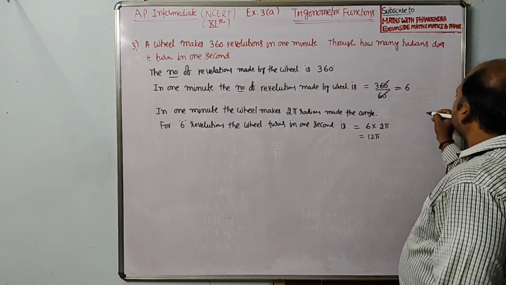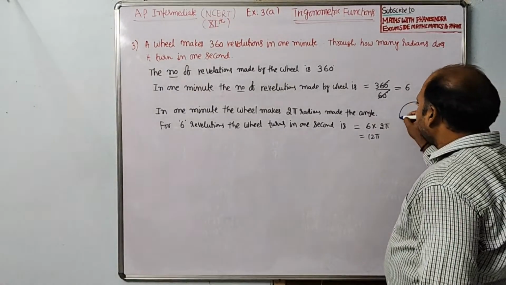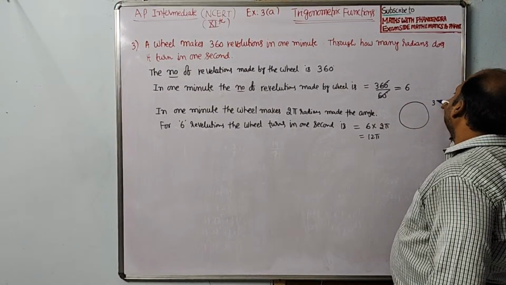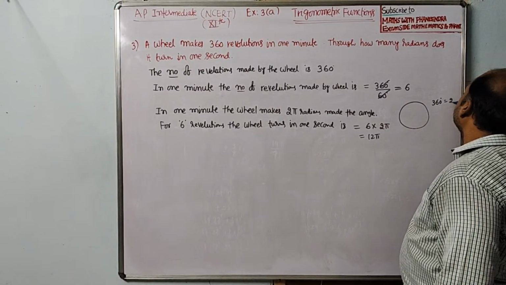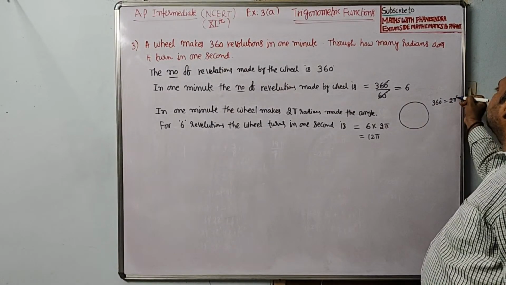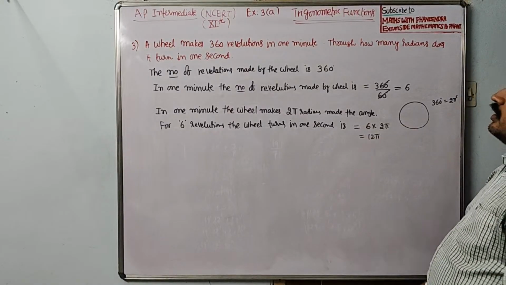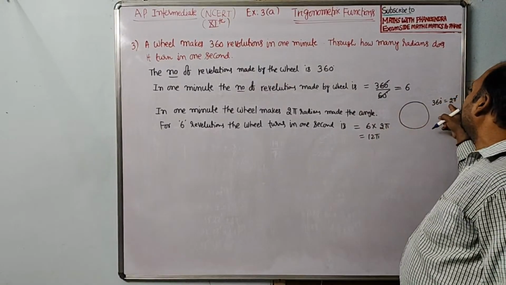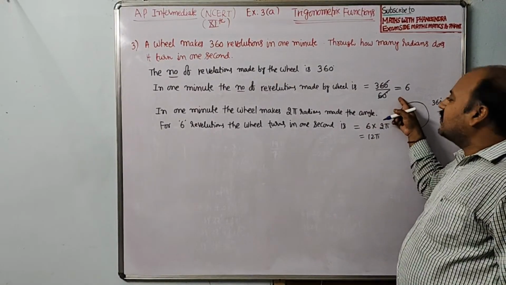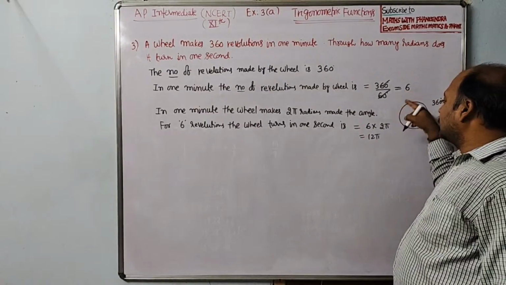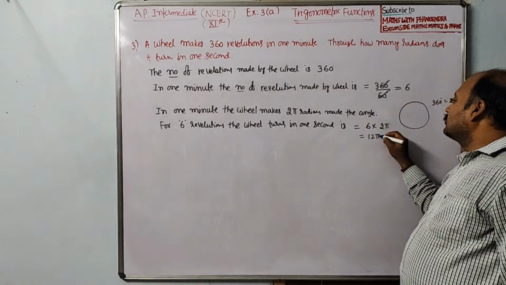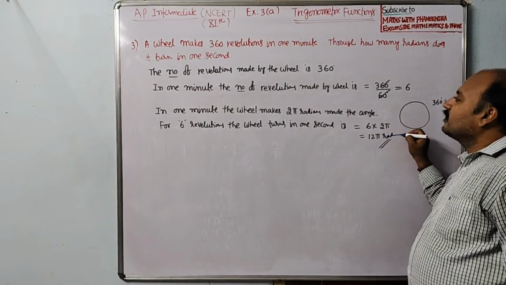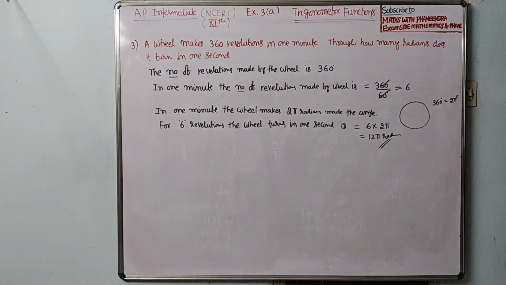So this means in 1 minute the wheel makes 2 pi radians. This is completely 360 degrees, which means 2 pi. In 1 second, how many revolutions does it do? In 1 minute it makes 6 revolutions. 6 into 2 pi, so 2 pi turns. 12 pi radians it will be.